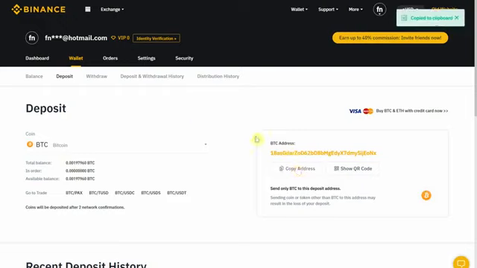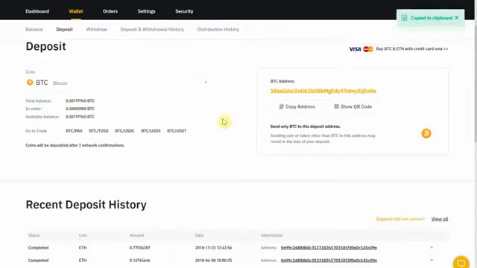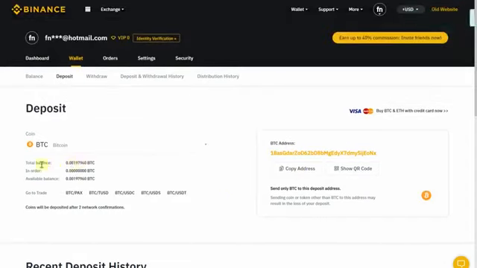Okay, so it's very easy. You just copy the address. On Coinbase you select send to and just paste this address. This way you can actually have some balance to start trading. That's the point of this video, right?